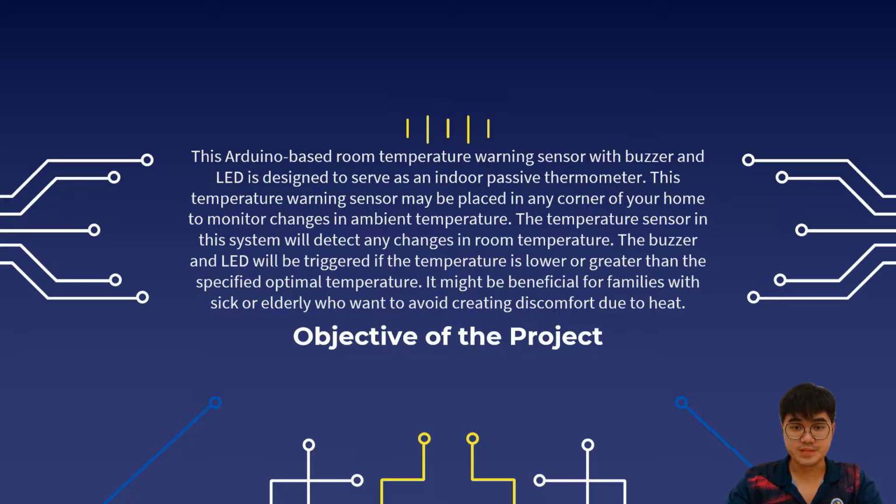This Arduino-based room temperature warning sensor with buzzer and LEDs is designed to serve as an indoor passive thermometer. These temperature warning sensors may be placed in any corner of your home to monitor changes in the ambient temperature. The temperature sensor in the system will detect any changes in the room temperature. The buzzer and the LED will trigger if the temperature is lower or greater than the specific optimal temperature.